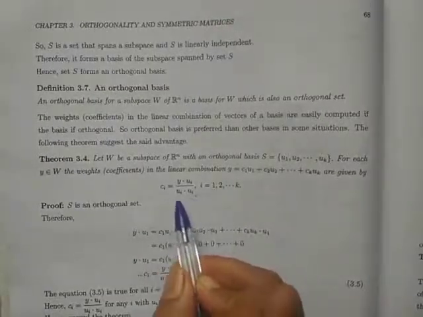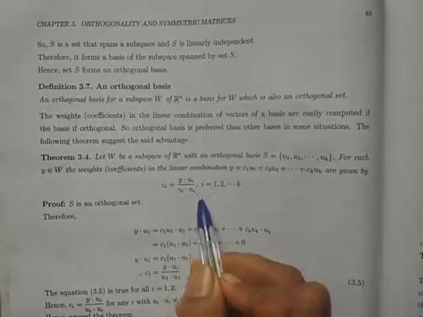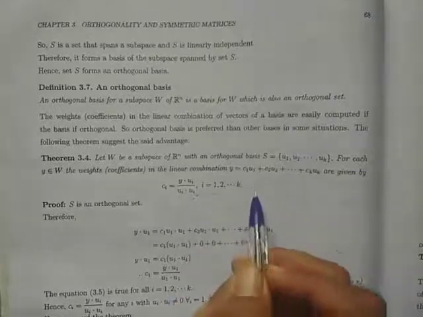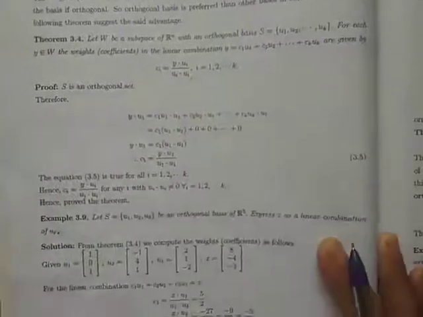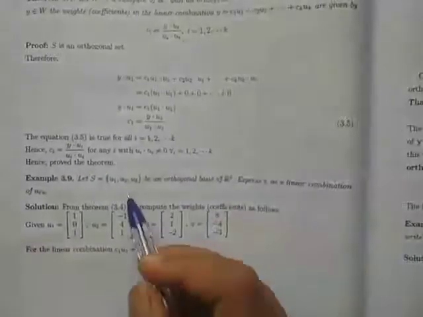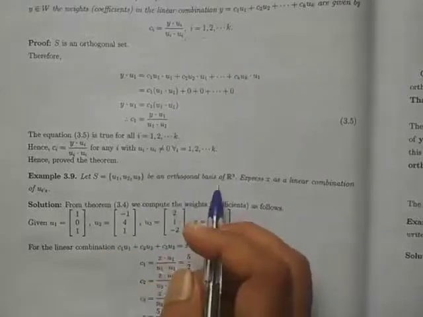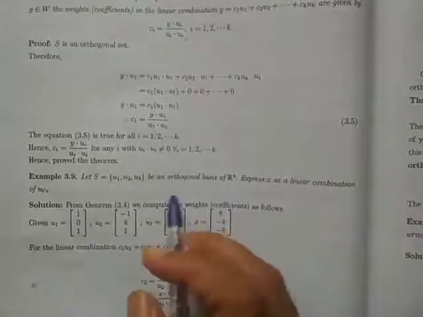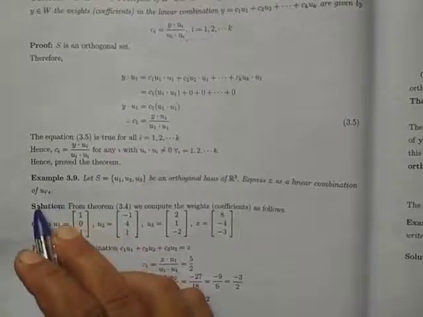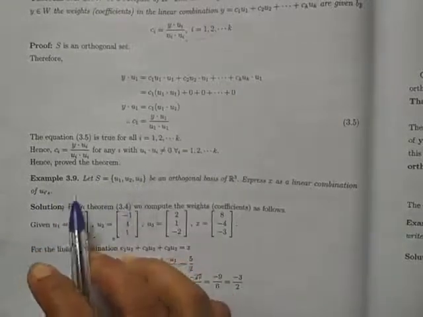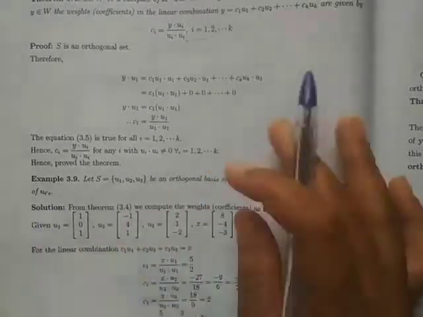What is the formula for this ci? It equals y dot ui upon ui dot ui, where i runs from 1 to k. Okay, let us see an example based on this formula. Example: let S equals the set u1, u2, u3 be an orthogonal basis of R3. Express x as a linear combination of the ui's.